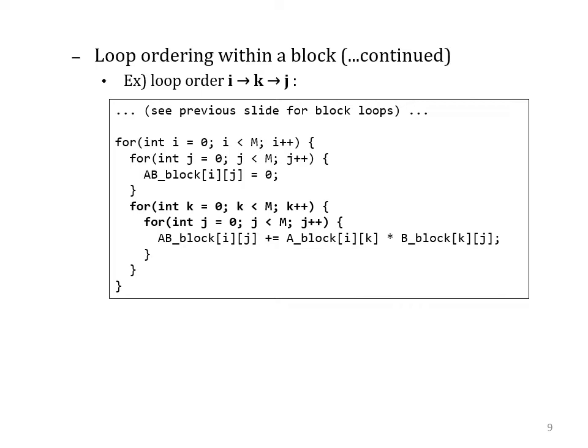Here's the code. We did change the ordering of the k and j loops, and rather than having a single element initialized to 0 here, we're now initializing the whole j loop up here, right? Then all the elements in the AB block will be initialized before the accumulation, and we're going to get the same result as the previous code. Make sense?